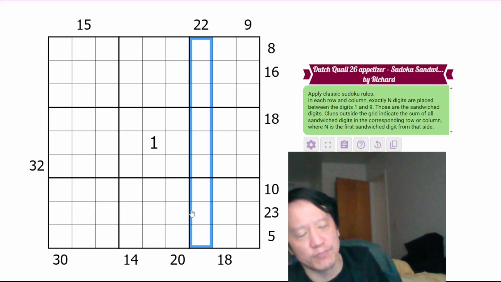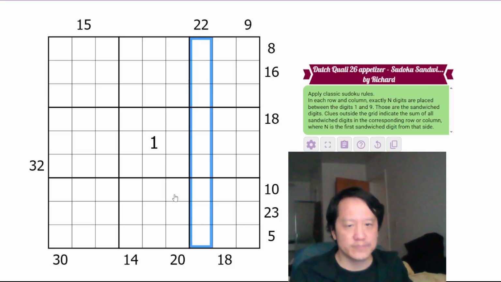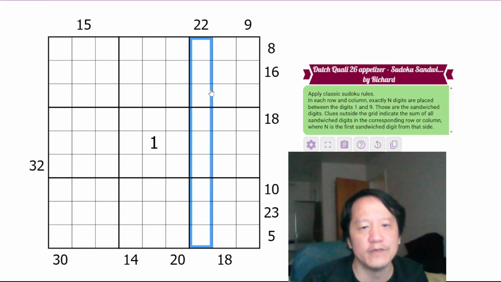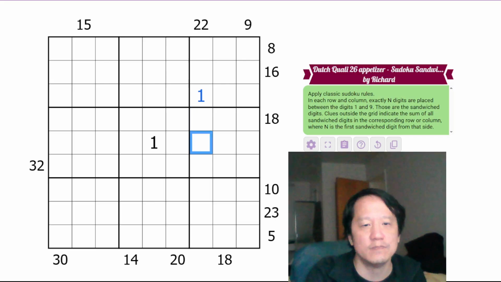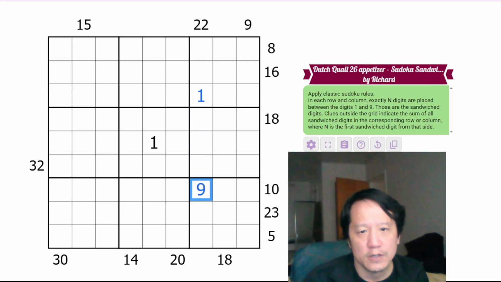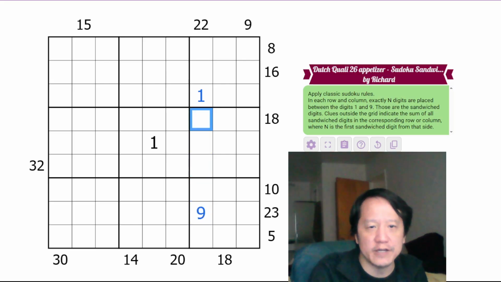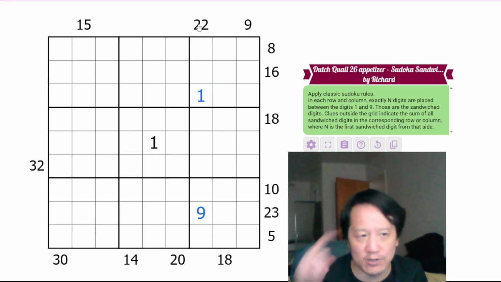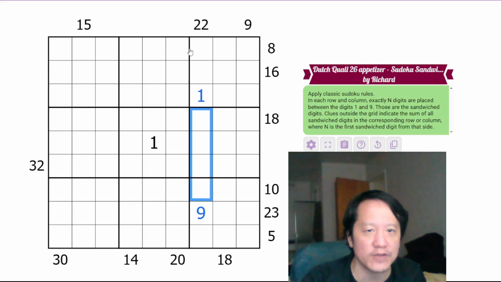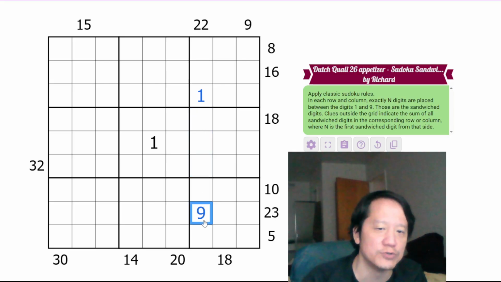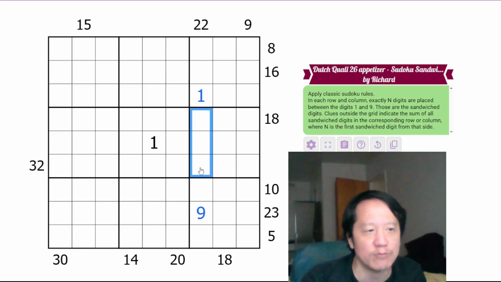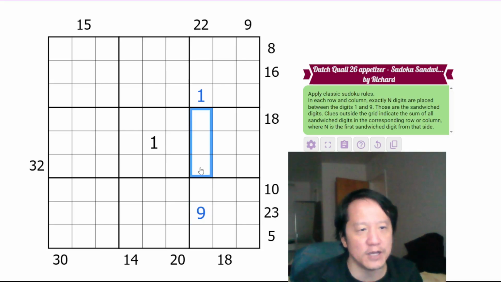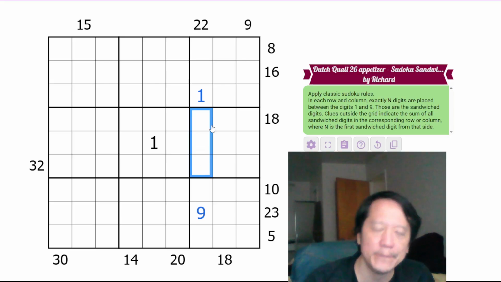Okay, that's interesting. So that means, say in this column, we have the digits 1 and 9 in some order here, right? That actually won't work. First of all, the digits in between the 1 and 9 add up to the number that's outside of the grid. So the digits in between would have to add up to 22, which is why I could not have 1 and 9 there, because 3 digits adding up to 22 must contain a 9 if they are all unique, which they are because it's normal Sudoku.